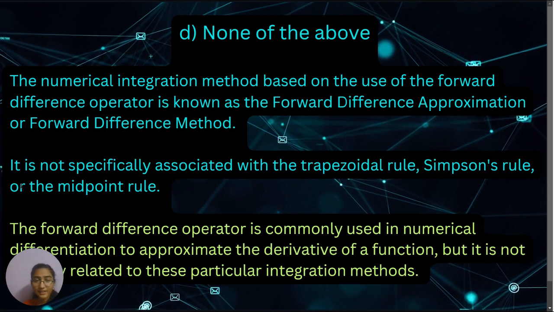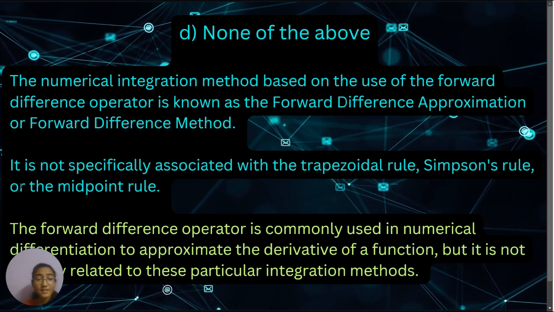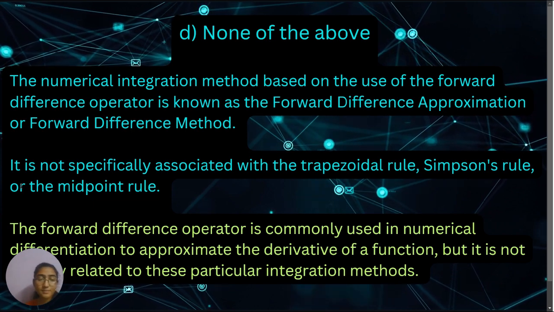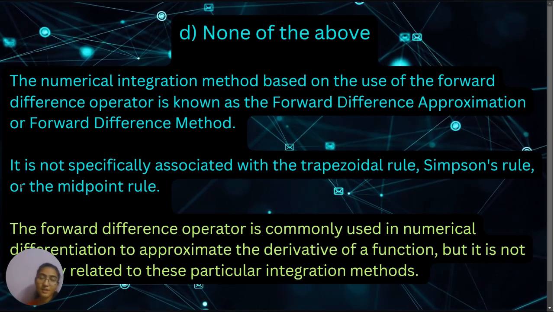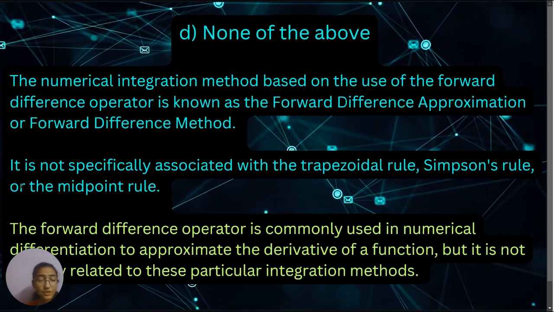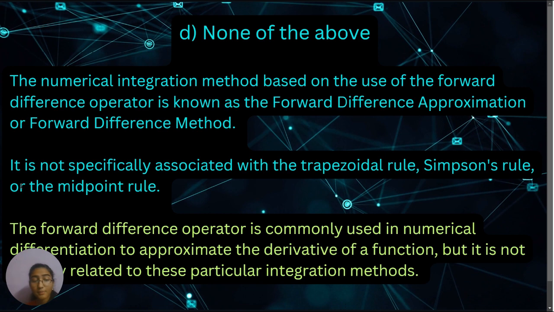The numerical integration method based on the use of the forward difference operator is known as the forward difference approximation or forward difference method. We use the forward difference operator for that, but it is not specifically associated with the trapezoidal, Simpson, or midpoint rule, because the forward difference operator is commonly used in numerical differentiation to approximate the derivative of a function, but it is not directly related to these particular integration methods. There is obviously so much difference between differentiation and integration. Don't get confused. They are not particularly related to integration.